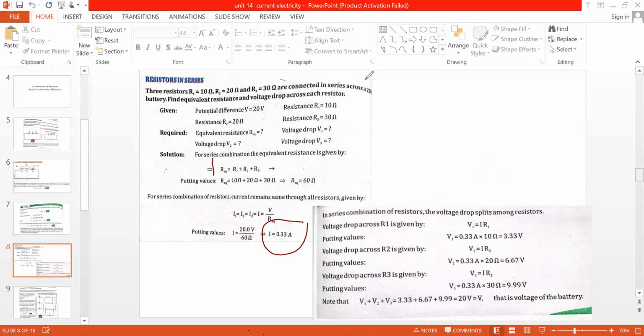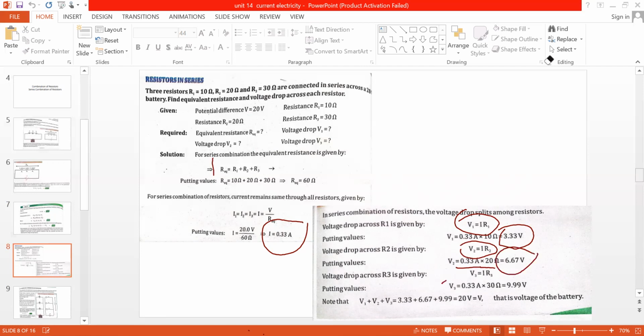So now we have to find out the voltage across each resistor. Again, we will use the same Ohm's law, V is equal to IR. As we have to find the voltage across V1, we use V1 is equal to IR1, right? V1 is equal to 0.33 multiplied by 10, which gives us 3.33 volts. So this is the voltage across V1. Again, we use the same formula, V2 is equal to IR2. Putting the value I is 0.33 ampere, R2 is 20, we get 6.67 volts, right?